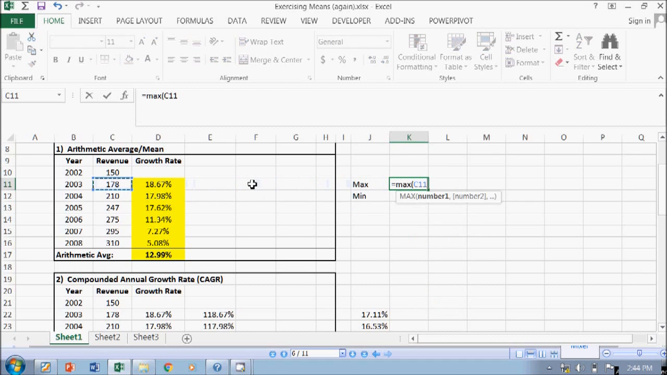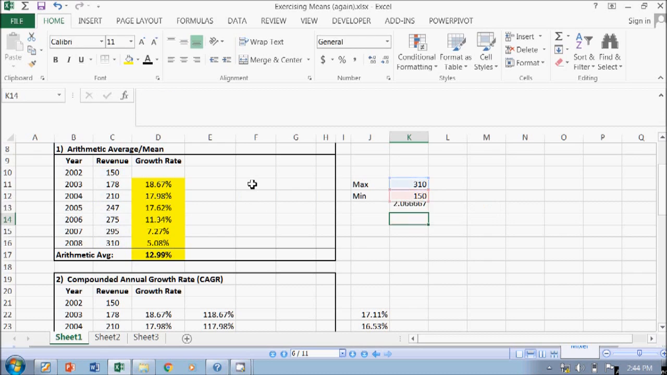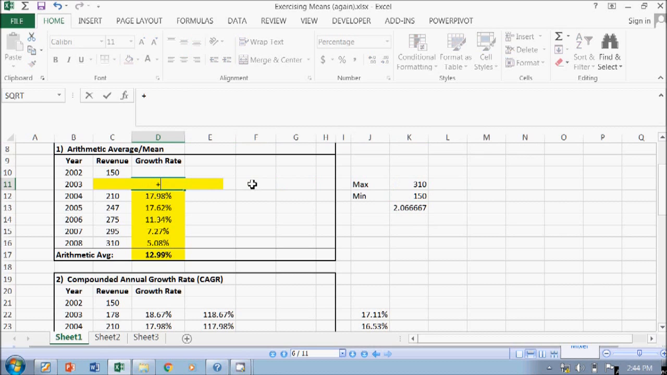And then you have the minimum. I want to check the maximum divided by the minimum. So it's two times, and then you have to calculate the growth rate. It's not really difficult.